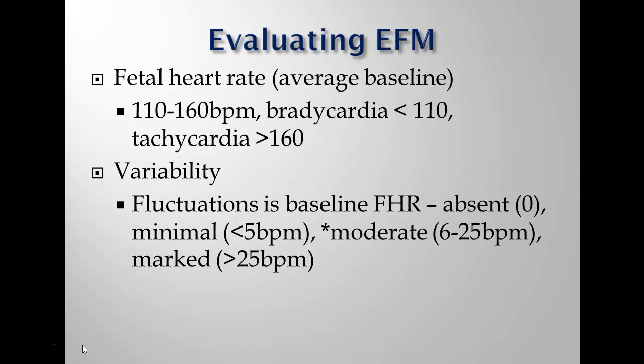When we're evaluating the external fetal monitoring, we're looking at the fetal heart rate, which the average baseline should be between 110 and 160 beats per minute. If they fall below 110, it's considered bradycardic, and if they are above 160 beats per minute, it's considered tachycardia. The next thing we're assessing in the fetal heart rate is the variability, or the amount of fluctuation of the heart rate baseline. If there is no fluctuation, we would call that absent variability.